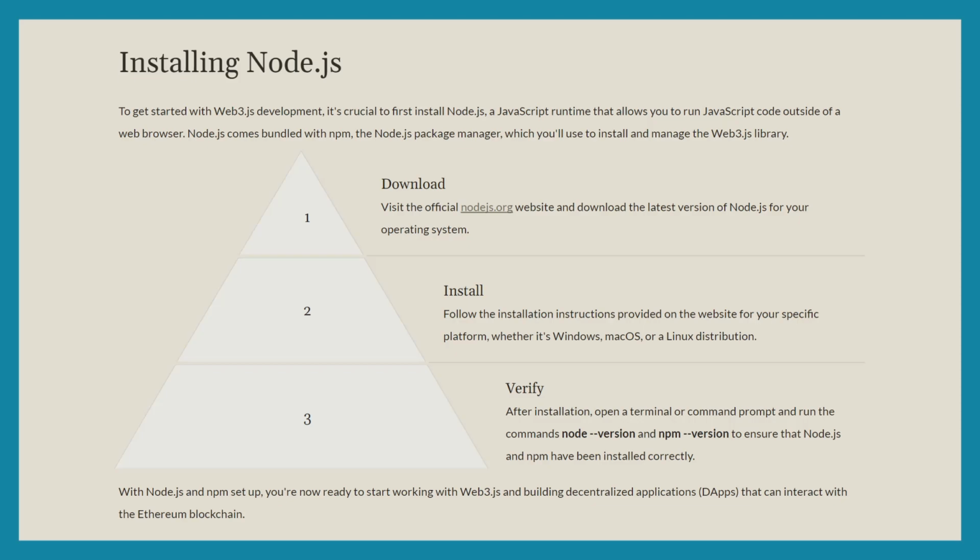To download, you can use the official nodejs.org website and download the latest version of Node.js for your operating system. Next, you have to install, right? They have instructions. You must have installed some, you know how to install this, right? And finally, you have to verify the installation. Open a terminal or command prompt and run the commands node --version and npm --version. This is to ensure that Node.js and npm have been installed correctly.